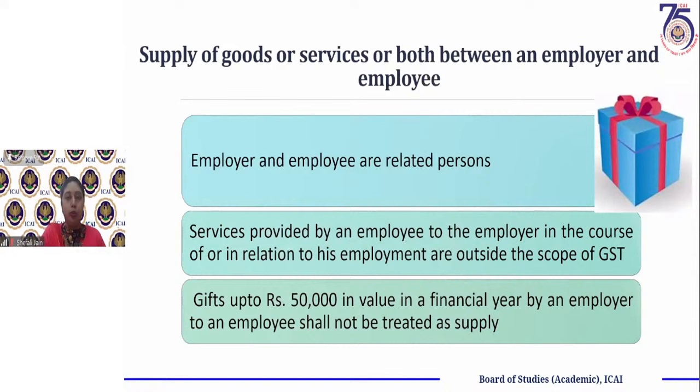Schedule 3, I already discussed, is a negative list of GST. The items mentioned in this list are neither supply of goods nor supply of services. They are not supplies at all. Schedule 3 specifically mentions services provided by an employee to an employer in the course of employment. So if somebody is an employee in a company and is providing services to that company, receiving salary in return, that salary is, in fact, a consideration, but it is not a supply. The employee is receiving salary and providing services in return to the employer. This transaction is not a supply.